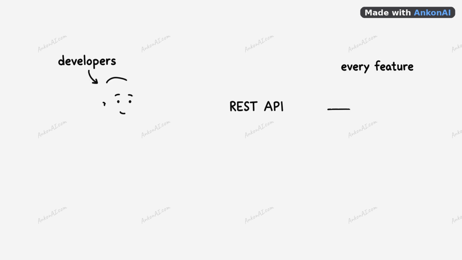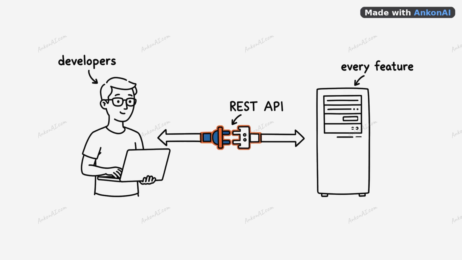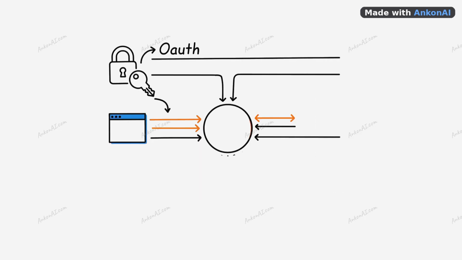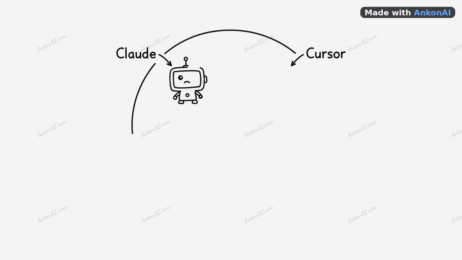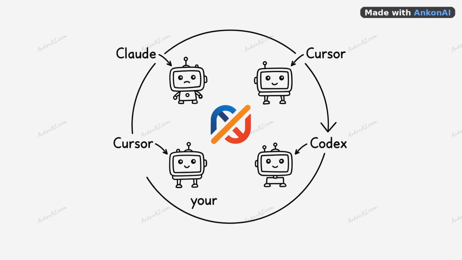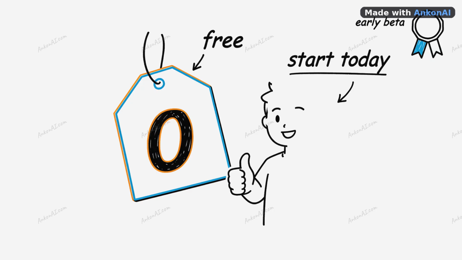For developers, Ankon goes even further. Every feature is available through a REST API. You can authenticate securely with OAuth, integrate directly into your applications, or connect AI assistants through the Model Context Protocol. Whether you're using Claude, Cursor, Codex, or another compatible client, your AI tools can generate whiteboard videos through Ankon without leaving their workflow. And because we're still in our early beta, you can start creating today for free.